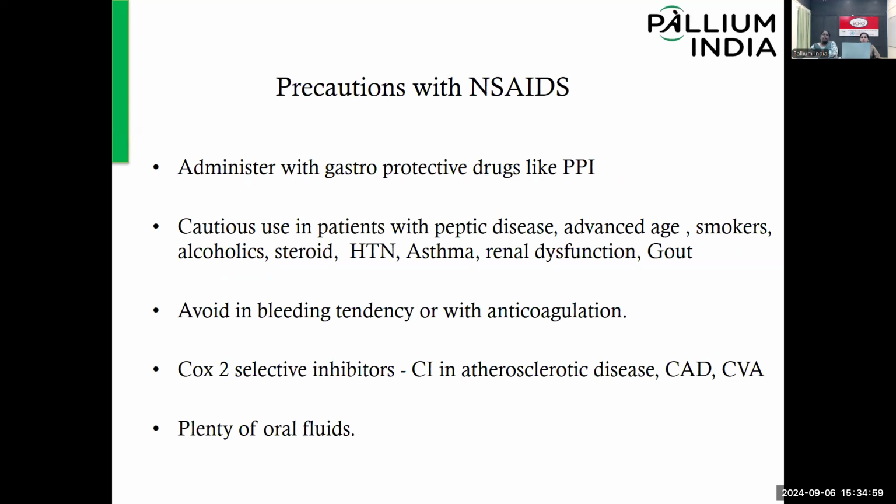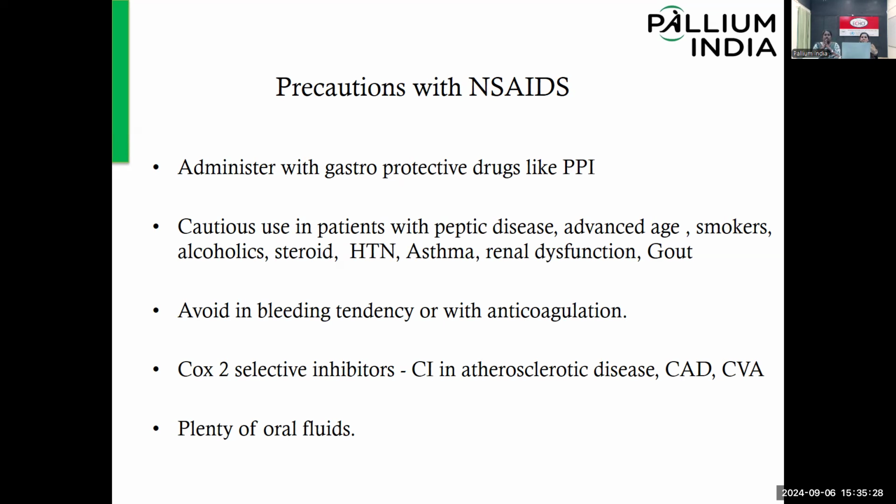Before we give NSAIDs, you should administer gastroprotective drugs like proton pump inhibitors. The next one is cautious use in patients with peptic disease or advanced age, or patients who are smokers, alcoholics, on steroids, or have hypertension, asthma, renal dysfunction, or gout. In these patients, you should be cautious while using NSAIDs. And it should be avoided in bleeding tendency or with anticoagulants.